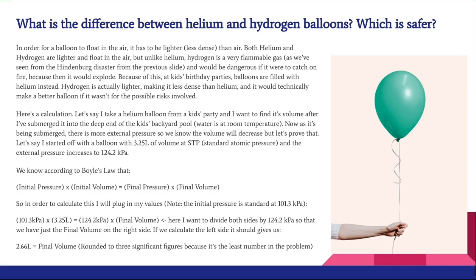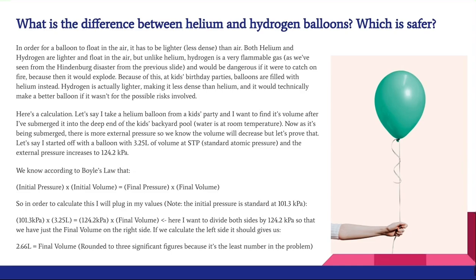We know according to Boyle's law that initial pressure times initial volume will equal the final pressure times the final volume. So in order to calculate this, I will plug in my values, and note that the initial pressure is standard at 101.3 kPa. Now, if we put in this calculation, we have 101.3 kPa times 3.25 liters, those are both standard, and that equals 124.2 kPa times the final volume.